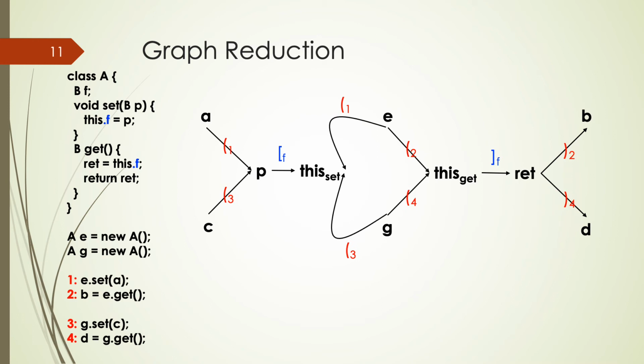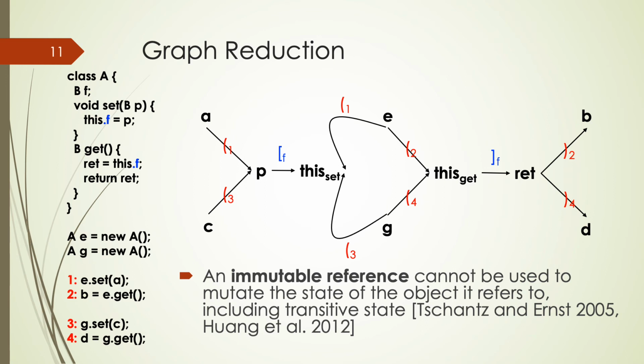Our approach, on the other hand, makes use of reference immutability. Reference immutability proves that all references except for this of set are immutable. Therefore, our approach avoids adding the inverse edges except for the edges that start at the mutable reference this of set to E and this of set to G.